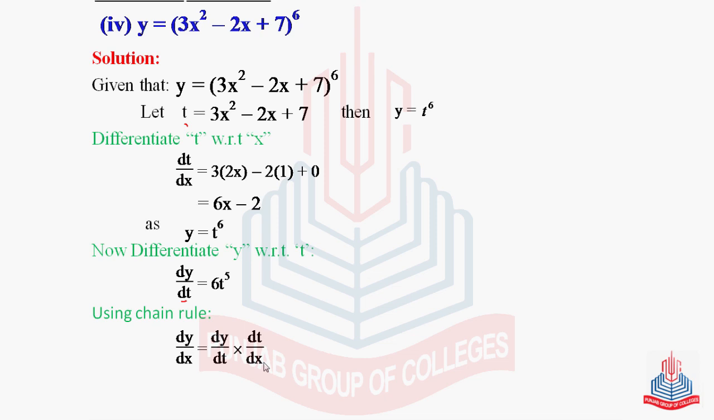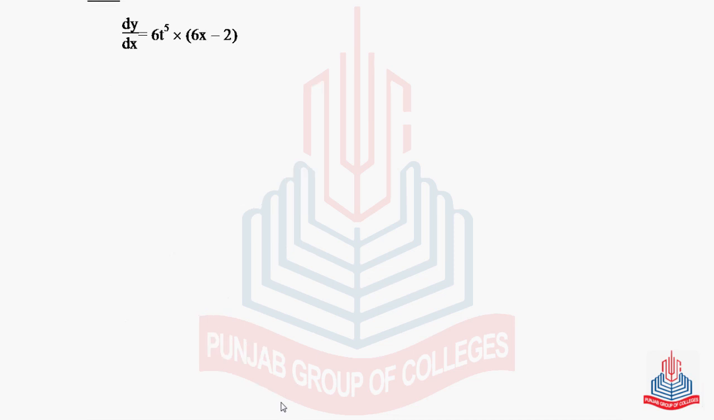Now substituting the values of dy/dt and dt/dx: dy/dt is actually 6t⁵, which is this one, times dt/dx, which is 6x − 2. So put these values in this expression. So finally dy/dx will become 6t⁵ times (6x − 2).